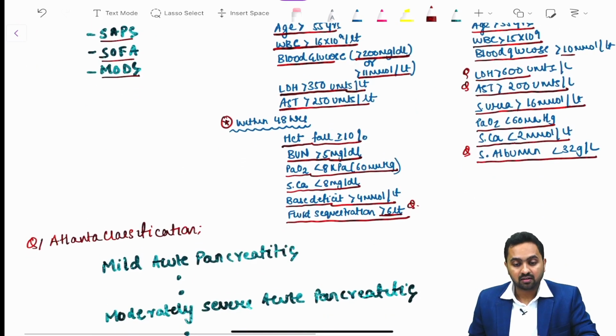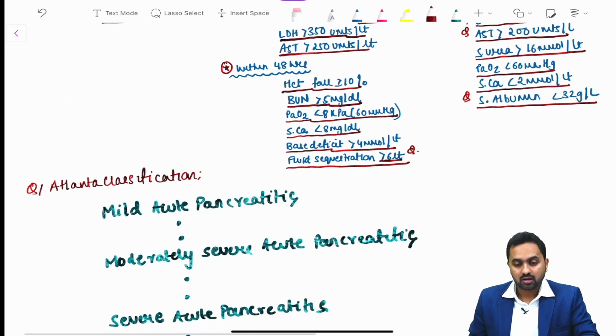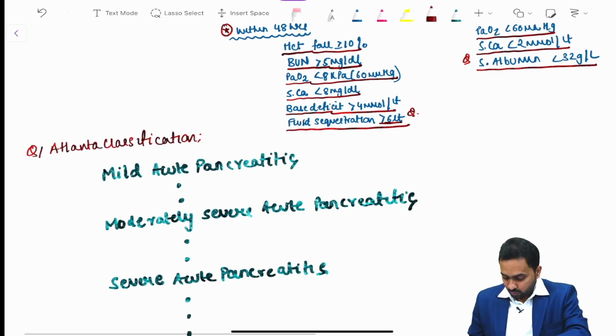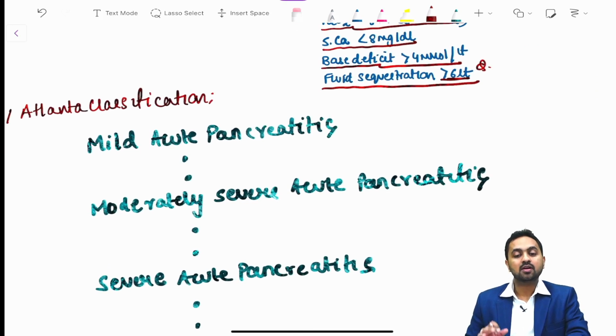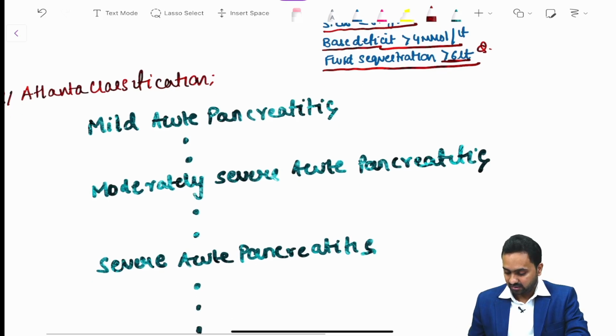Then we have the Atlanta classification for your acute pancreatitis. So, what is this Atlanta classification? It classifies pancreatitis into 3 types, which include your mild acute pancreatitis, moderately severe acute pancreatitis, and severe acute pancreatitis.